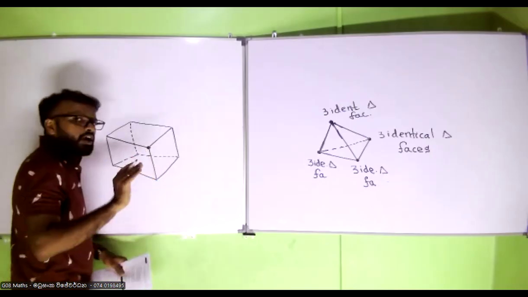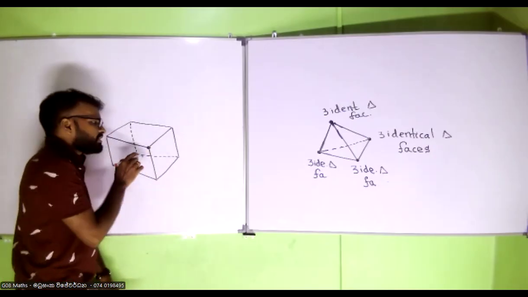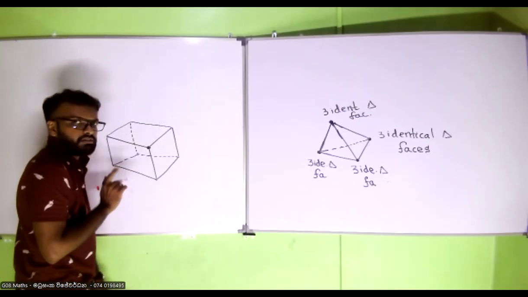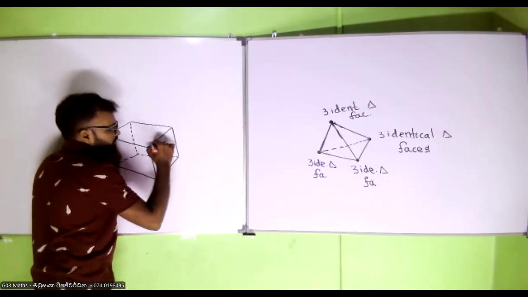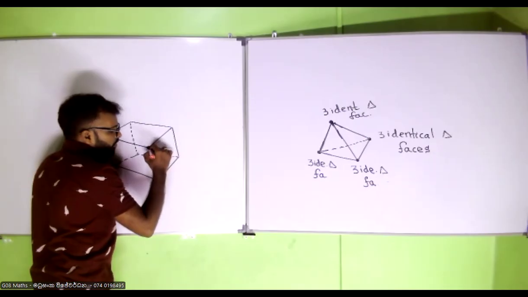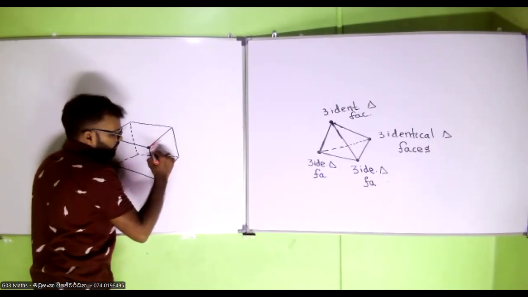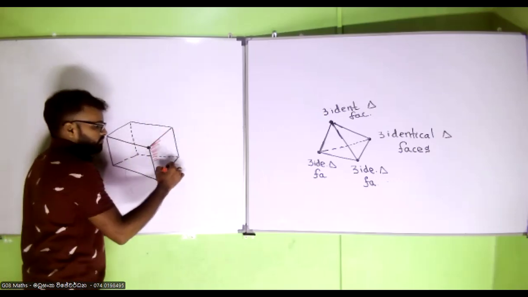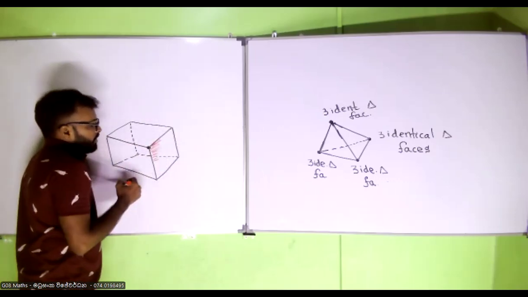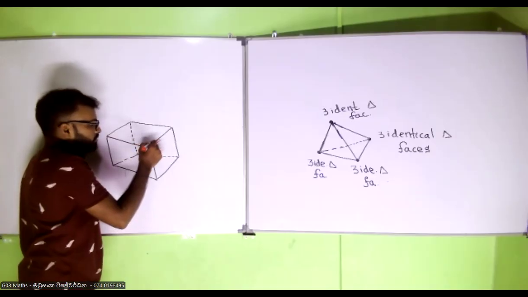So I am going to count the number of faces which meet at this point. Okay, so this is one of the faces, one face. And this total face, it is 1. Then on top, this one.